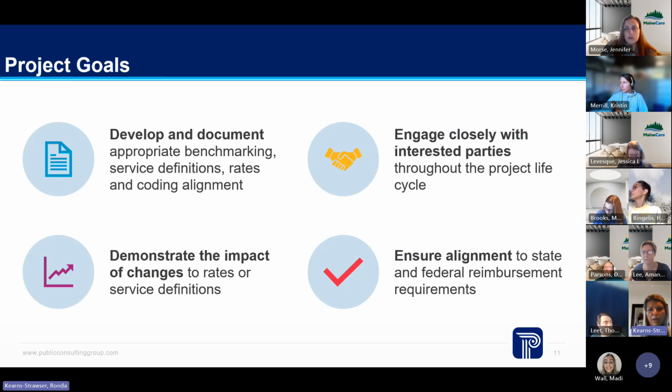On the next slide, we're just going to quickly review our project goals. So really for us, we want to develop and document appropriate benchmarking, service definitions, rates, and coding alignment. We want to engage closely with interested parties throughout the whole project life cycle. So while this may be the first meetings, like I said, throughout the final project, which is April of 2025, we will have different opportunities, and you can engage with us as well at different times through that email. We also want to demonstrate the impact of changes to rates or service definitions, and then ensure alignment to state and federal reimbursement requirements.